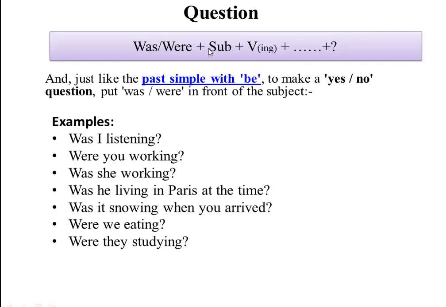If you omit was or were here, this is subject plus verb ing plus blah blah blah. But here you just use was or were in front of the subject, and then you put verb ing, and then plus blah blah blah or object, and you don't forget to use a question mark at the end. If you don't use a question mark, I don't know what kind of sentence it is, so you have to use a question mark at the end.